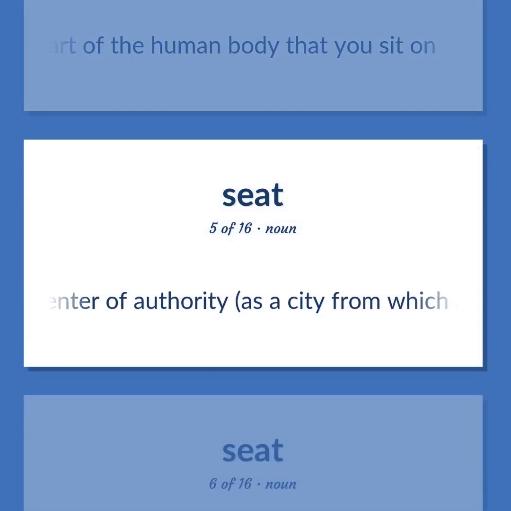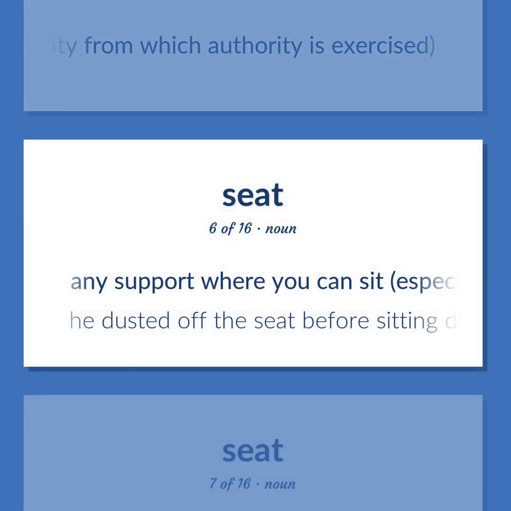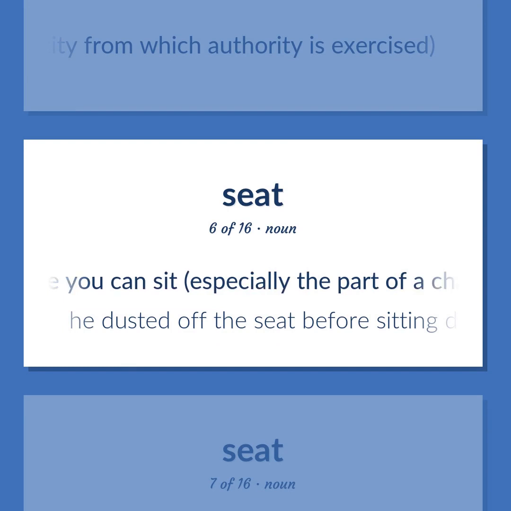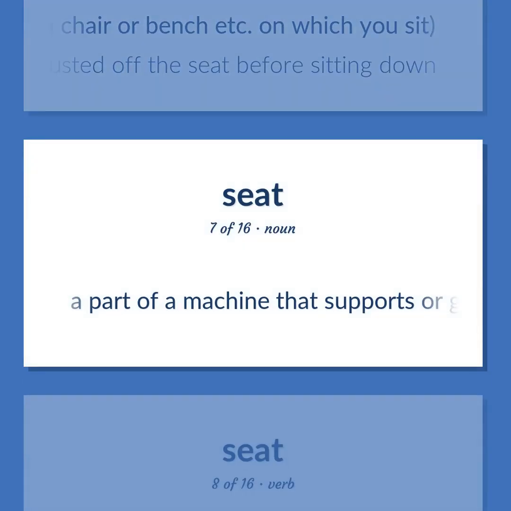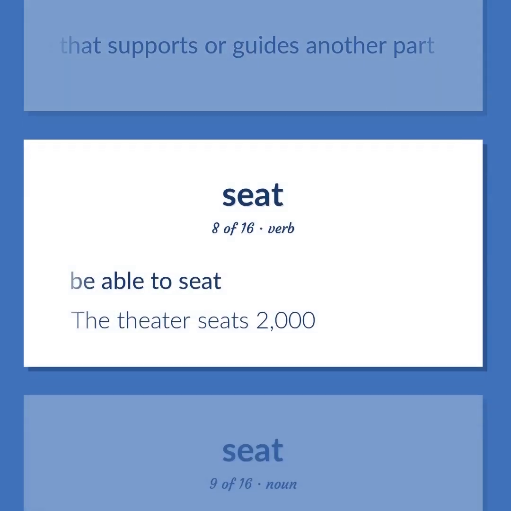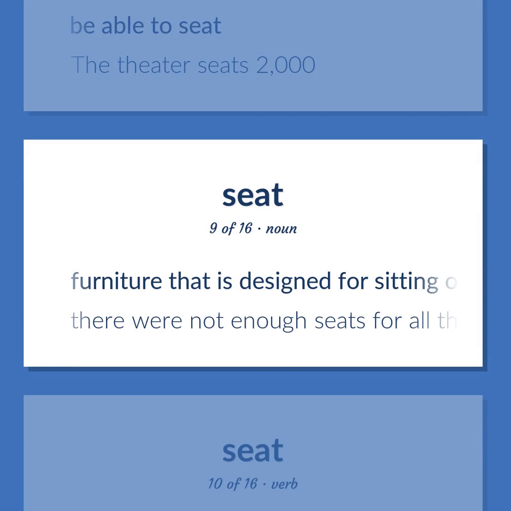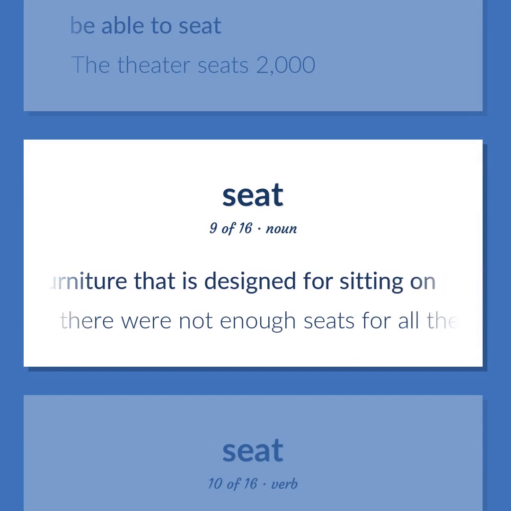A center of authority, as a city from which authority is exercised. Any support where you can sit, especially the part of a chair or bench etc. on which you sit. He dusted off the seat before sitting down. A part of a machine that supports or guides another part. Be able to seat. The theater seats 2,000. Furniture that is designed for sitting on. There were not enough seats for all the guests.